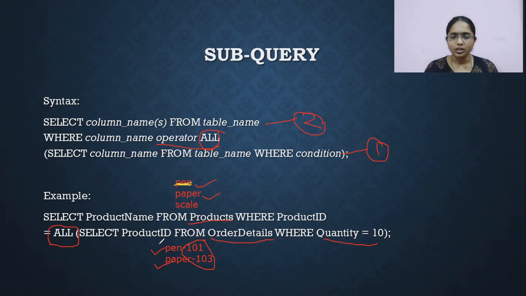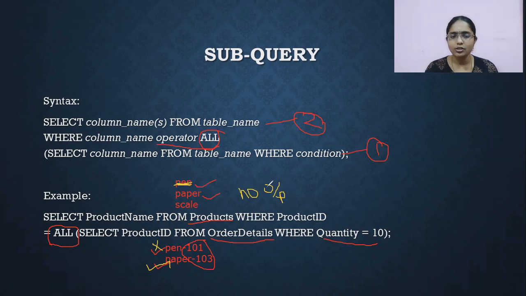Here in your outer query, I'm checking, paper is there. This is fine. But pen is not there. This particular value is not there in the product table. So what happens? No output will be displayed. No output will be thrown.